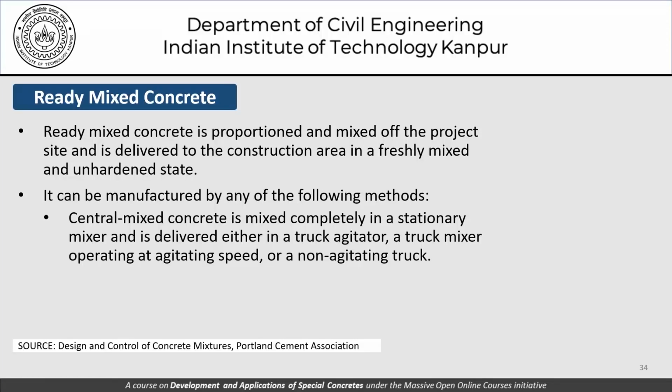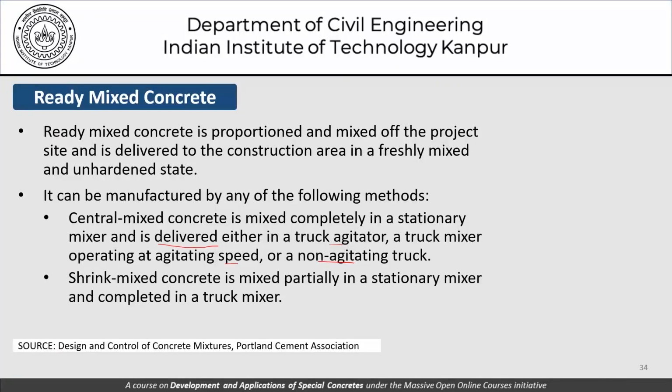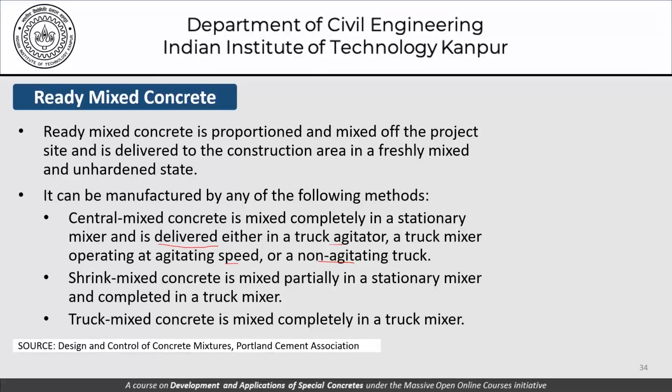What is being suggested is that there is a delivery component involved and there is a manufacture component involved. The manufacturing happens in the ready mix concrete plant, which could be a central mixing plant, and then the delivery could happen in an agitator truck or a truck operating at an agitating speed or in a non-agitating truck. Shrink mixed concrete is mixed partially in a stationary mixer and the mixing is completed in the truck mixer, and truck mixed concrete is mixed completely in a truck mixer. So these are the methods that are available to us in order to use ready mix concrete in a plant.